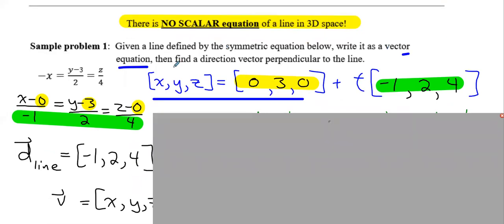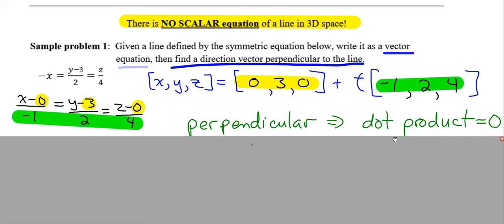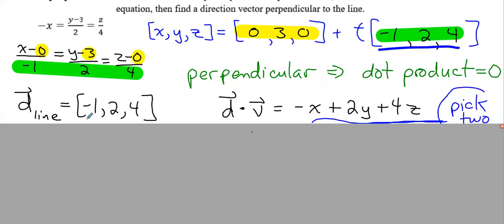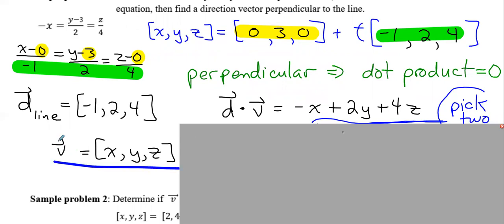Okay. Task 2 was to find a direction vector perpendicular to the line. Well, by now you should realize that perpendicular implies either a dot product, maybe even a cross product, but in this particular instance, dot product is the way to go. So there's your direction vector. Okay, so the direction vector of the line is -1, 2, 4. The direction vector and the vector you're trying to find in terms of the perpendicular one, or the normal, like we discussed earlier. So you can name it anything you want. You can call it n for normal, or you can call it v, just pick generic variables.